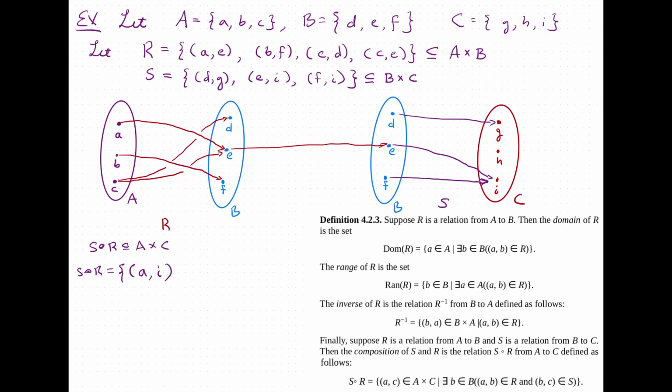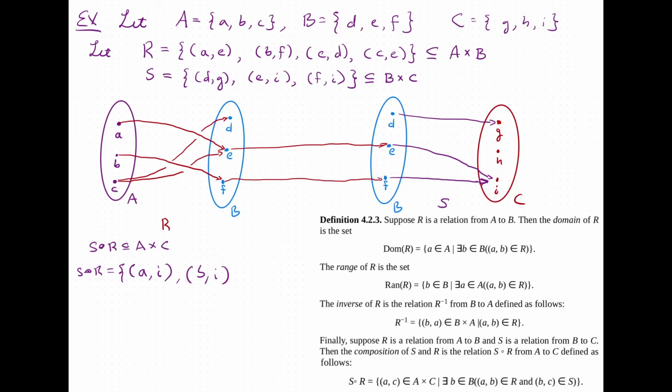For the next one, we're going to look at B comma F, and we want to ask, where does F occur in S? And we see it only occurs here. And so now we have B comma I is in the relation S compose R. And we can use that intuitive notion again, where we have B mapping to F, and then F is being mapped to I. And so we got B comma I in our composition.